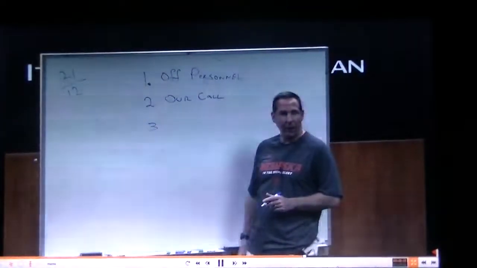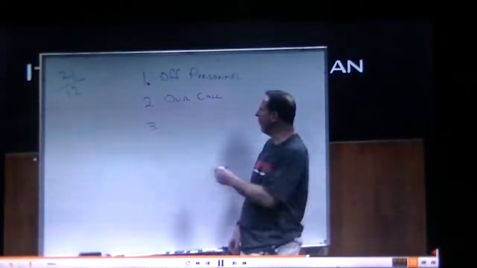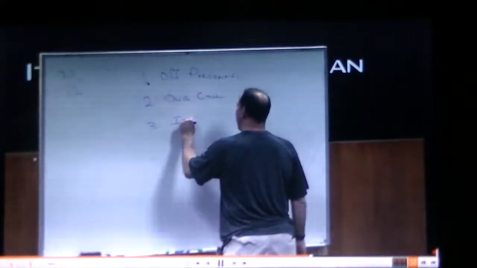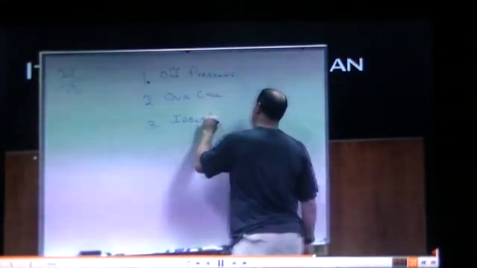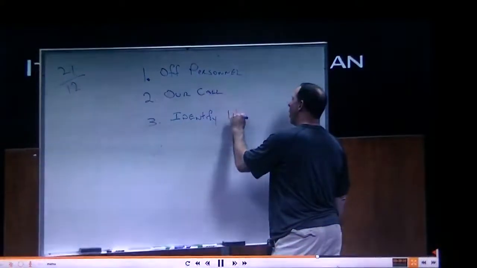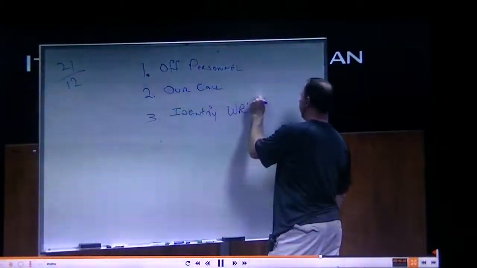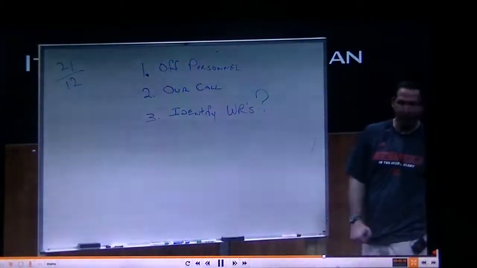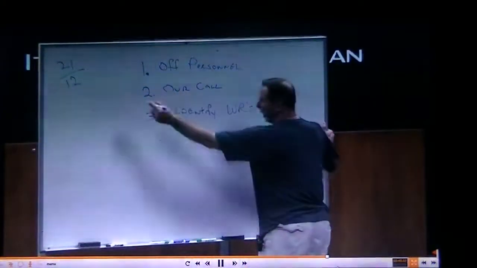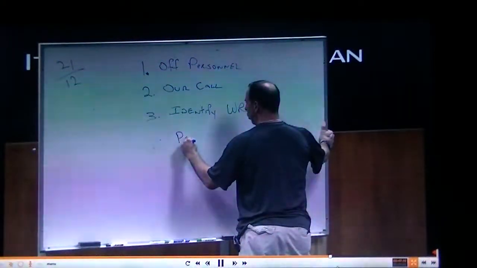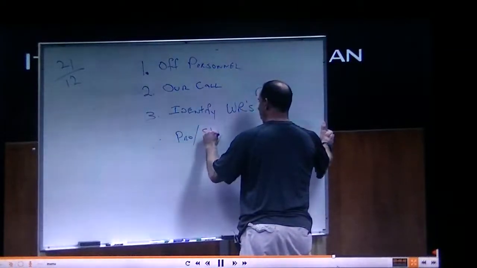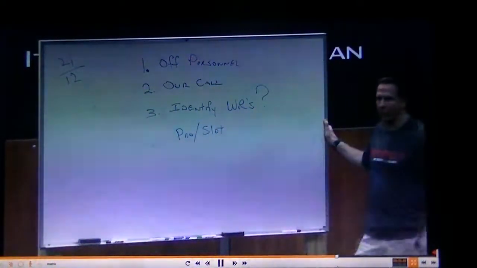Yeah, there's going to be an offensive formation. So what do we have to identify then? You have to identify what? Where are the wide receivers? Where are they aligned? And in 21 or 12, is it a pro set or a slot set? Okay?